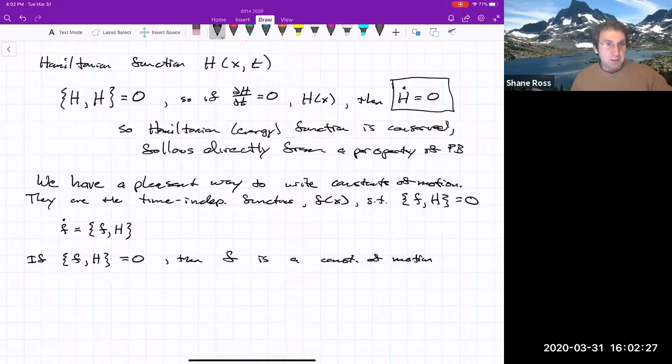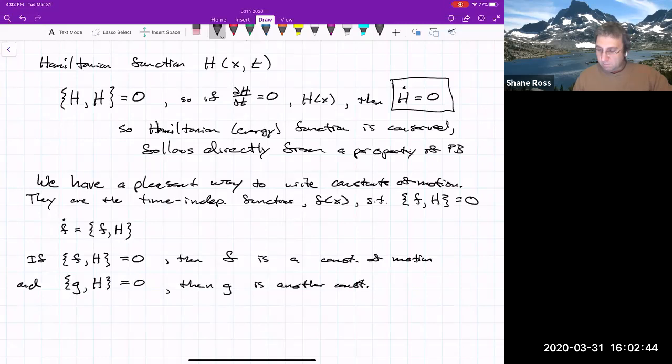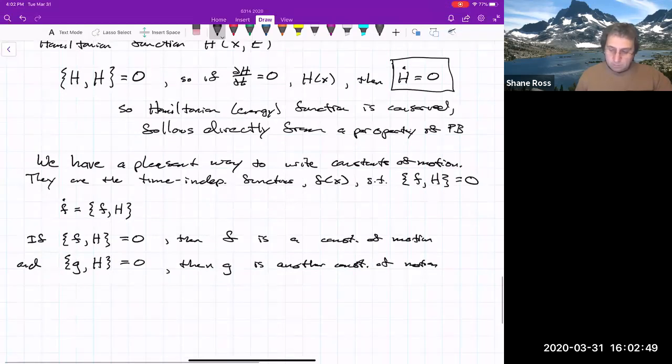So that might provide some kind of interesting way to search for constants of motion. Maybe you could construct them somehow. What if we also knew that there's another function, g, that its Poisson bracket with H equals 0? So g is another constant of motion. F, G, I'm running out of letters. I'll use little h. We can define a little h, a new function, which is the Poisson bracket of f with g.